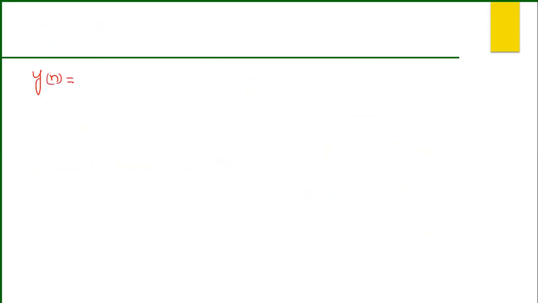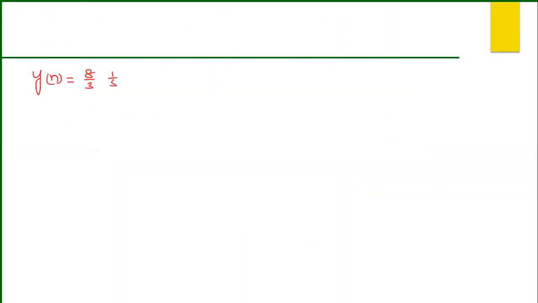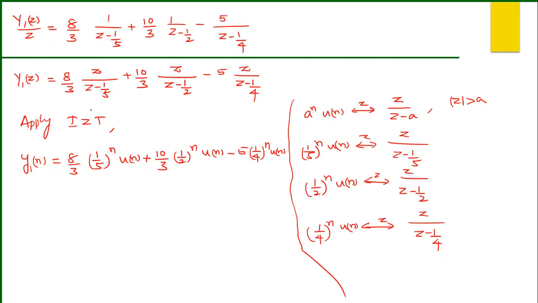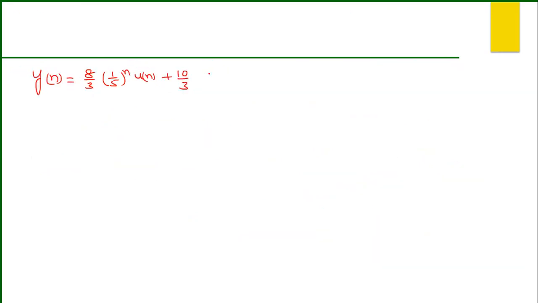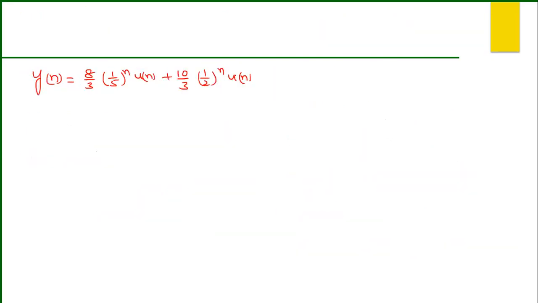So finally y of n is equal to, what is y1 of n? 8 by 3 into 1 by 5 whole power n u of n plus 10 by 3, 1 by 2 whole power n into u of n minus 5 into 1 by 4 whole power n u of n minus, what is y2 of n? 1 by 4, 1 by 2 whole power n into u of n minus, we need to do here, minus into minus plus, plus 1 by 8, 1 by 4 whole power n into u of n.